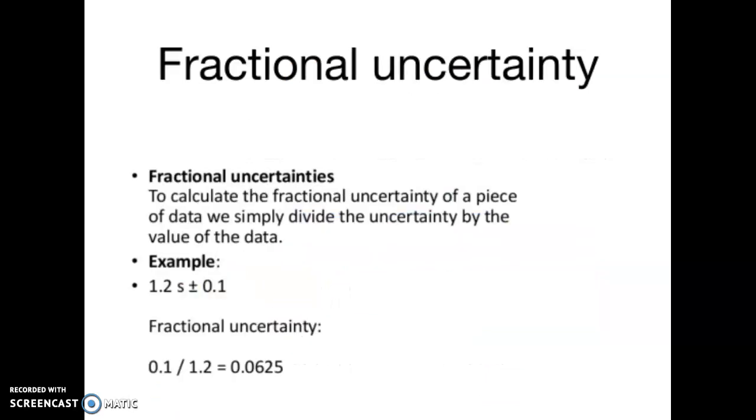Your fractional uncertainty is when you start taking that absolute uncertainty and doing some fancy stuff with it. We're expressing it in terms of the original reading. We want to see how big that uncertainty is compared to the actual object we're measuring. So to calculate the fractional uncertainty, we work out the ratio of the uncertainty to the original measurement. So you divide 0.1 by 1.2 seconds, and that gives us our fractional uncertainty.